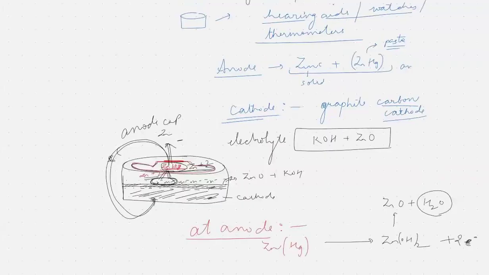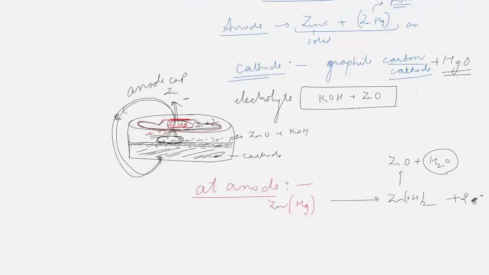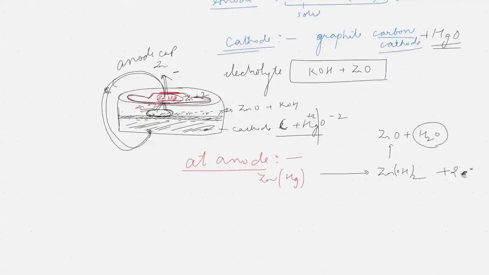Cathode has carbon along with HgO. So here in the cathode, we have a mixture of carbon and HgO. What is carbon going to do? Carbon is going to allow the transfer of electrons, and HgO will be divided into Hg plus 2 and O minus 2. So the moment these electrons come from zinc, they enter here. Here we have HgO. So where do you think HgO is going to break down? It is going to be Hg plus 2 and O minus 2.